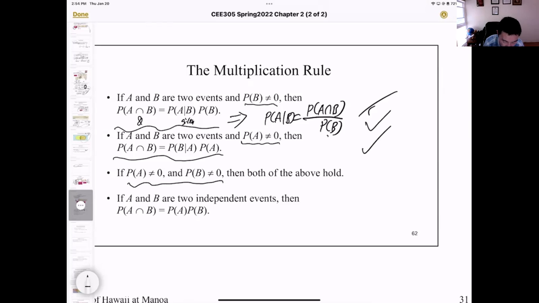For 2 independent events, A and B, P(A and B) will equal P(A) times P(B), such as when we toss the coin 2 times. The 2 tosses will be independent of each other.